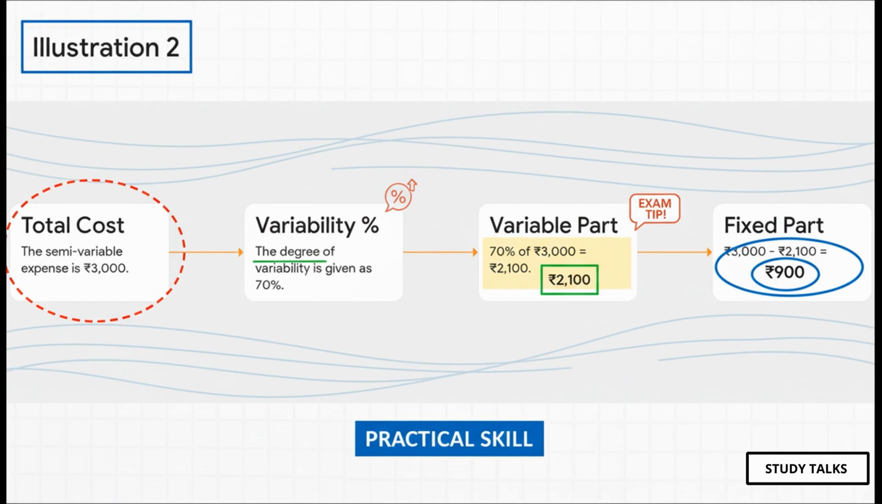Now, in an exam, they're probably going to ask you to split these semi-variable costs. Let's just quickly look at illustration 2 from the study material. It says we have a semi-variable expense of 3,000 rupees. And the question gives us the key info. It's 70% variable. Well, that makes it easy, doesn't it? The variable part is just 70% of 3,000, which is 2,100. So what's left? That has to be the fixed part. 3,000 minus 2,100 gives you 900. And that's it. This is a practical skill you've got to be comfortable with.